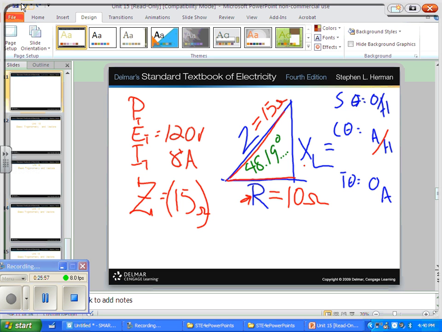This is a right angle triangle. This right here is our right triangle. Our 90 degrees right over here. So it's 48.19 degrees. And from that, we can find out other things.